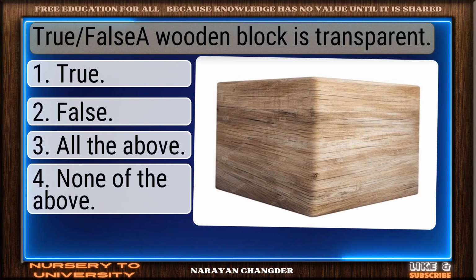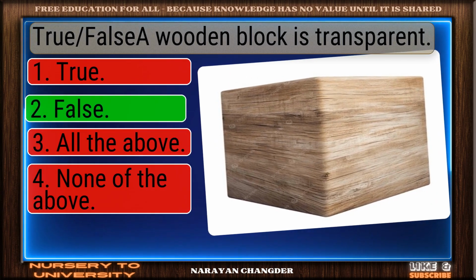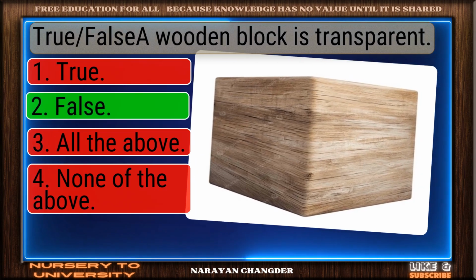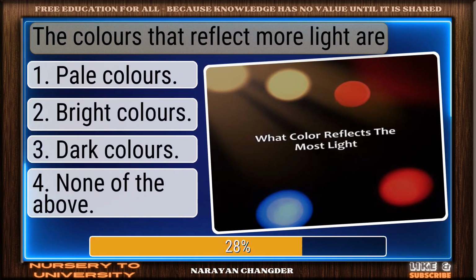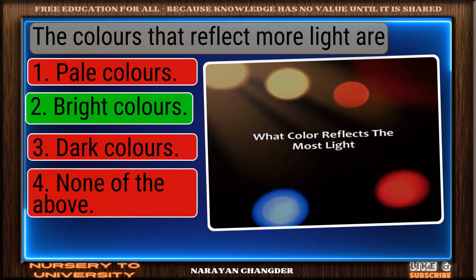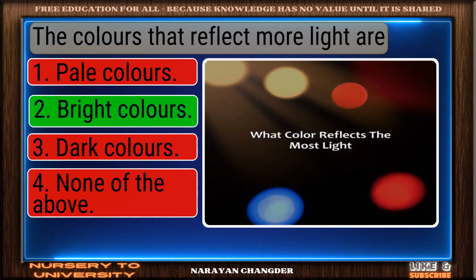True or false: wooden block is transparent. Good thinking. False is the right answer. The colors that reflect more light are? Right again. Bright colors is a valid answer.